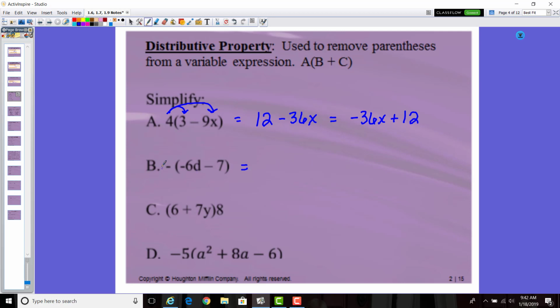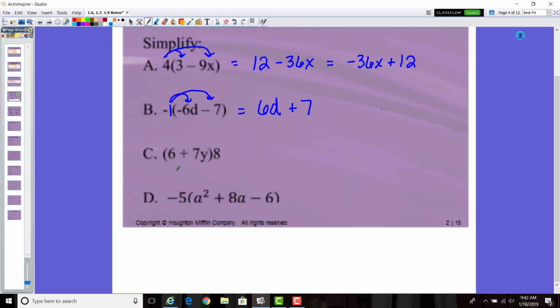B, we've got a negative times the difference of negative 6D minus 7. Anytime you've got a negative sign out in front of a sum or difference, that means there's a negative 1 there that needs to distribute. So a negative times a negative is going to give us a positive 6D. Negative times negative 7 gives us positive 7. Let me extend this page a little bit.